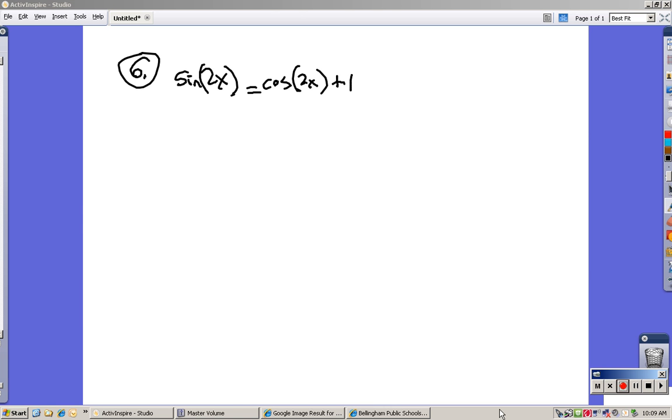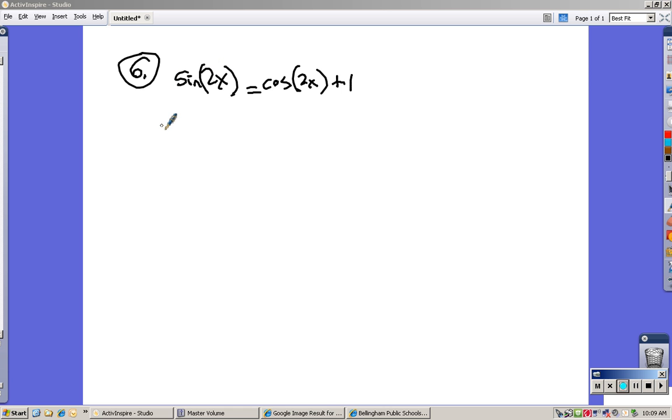This is Math 142, practice test 2, problem number 6. We're supposed to solve it. So, looking at this problem, first thing that I see is I have sine of 2x, cosine of 2x, and to me that just screams double angle. So I'm going to break both of these down using the double angle formulas.